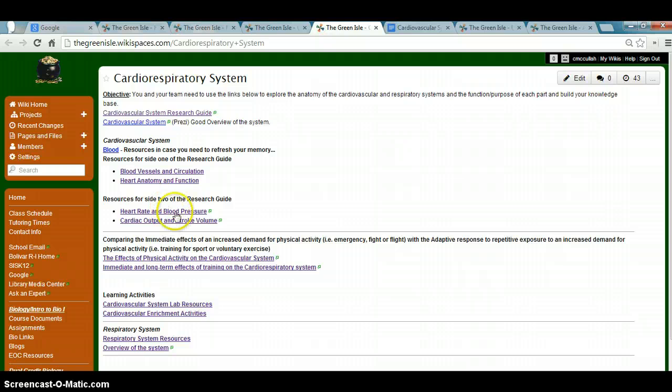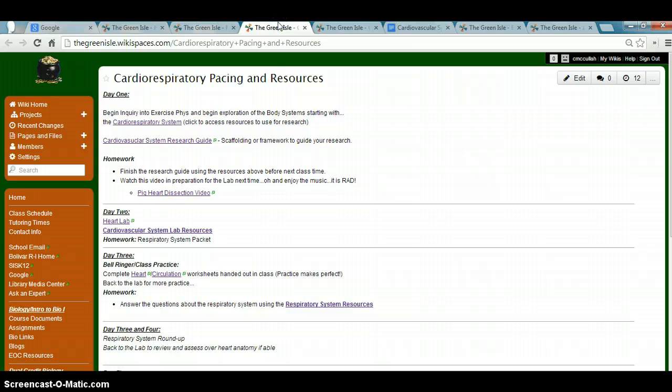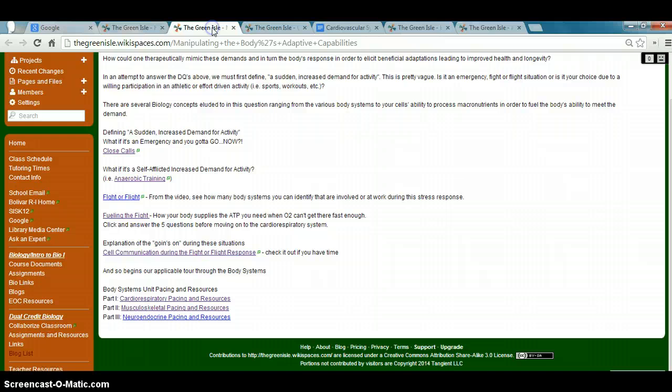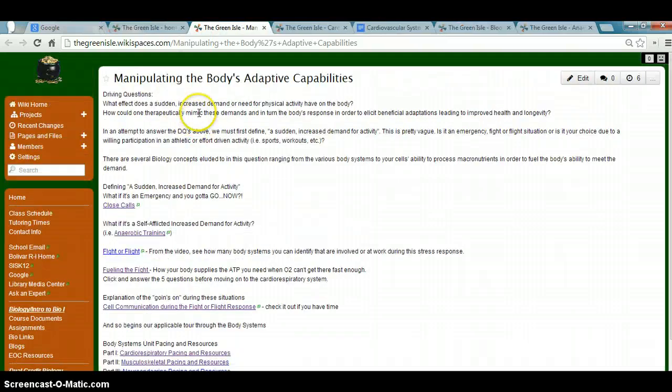We'll start looking at heart rate and blood pressure and the effects of this intense activity on this system later on, because there's going to be an application part of it as well. All right. So again, that's what you guys are going to do today. You guys are going to answer those analysis questions. All right. First of all, watch the videos.